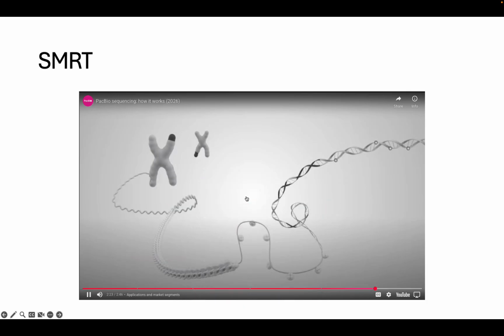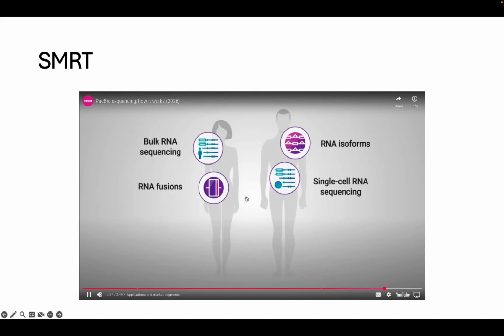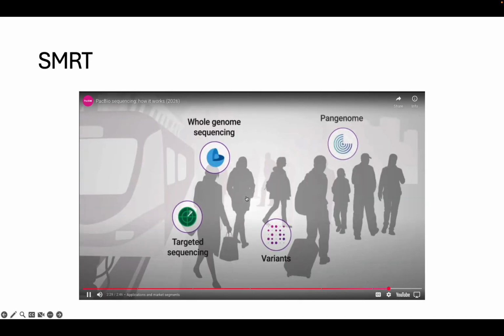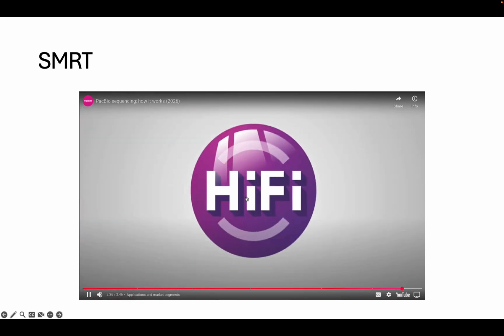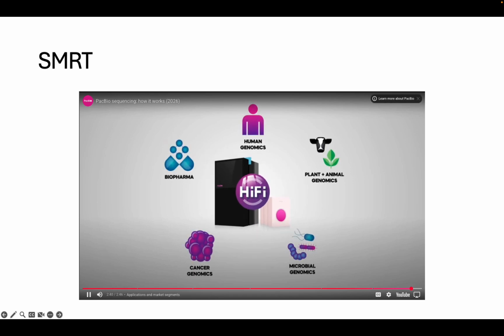With HiFi long reads, researchers can do everything from interrogating the hardest regions in inherited disorders to powering population-scale precision medicine with complete, accurate genomic and epigenomic data. HiFi sequencing removes blind spots and delivers the accuracy needed to understand biology at every level.